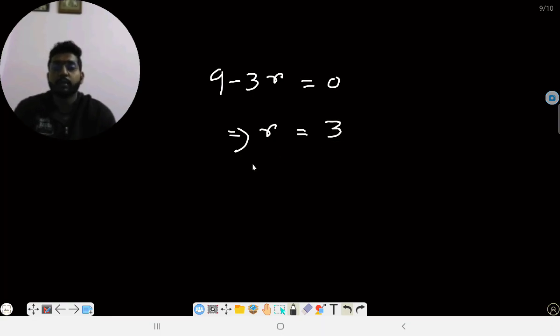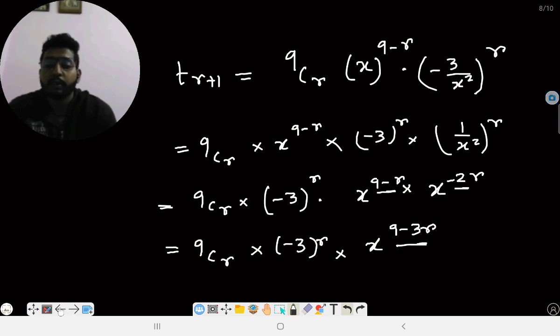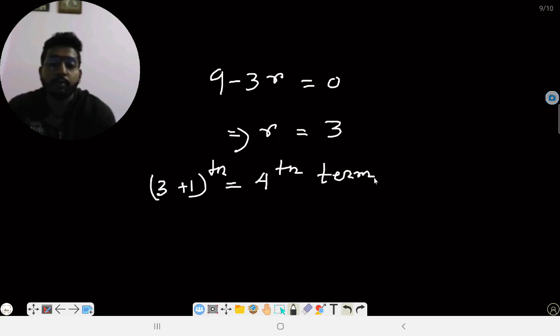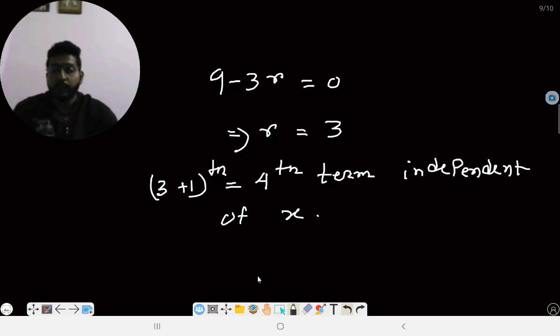So that means 9 minus 3r will be 0. So r will be 9 by 3, the answer is 3. That means r is 3, and we have taken the r plus 1 term to be independent of x. That means 3 plus 1, the 4th term will be independent of x. So from here we can say the 4th term will be independent of x.